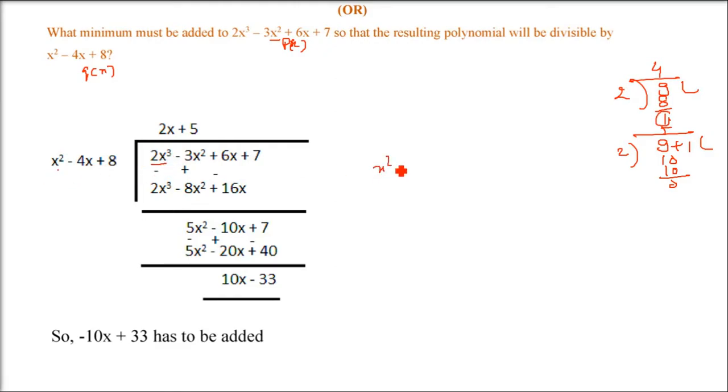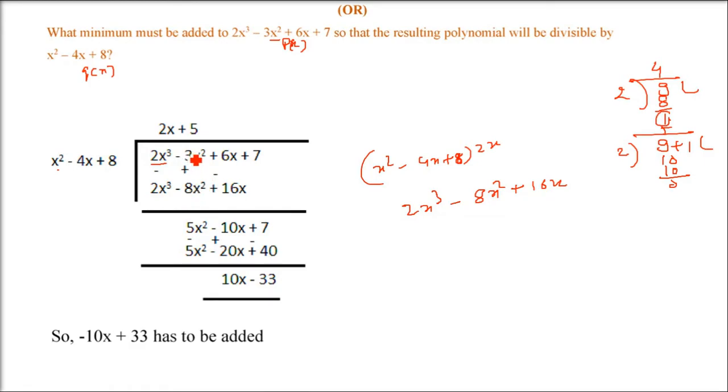If you need 2x cube, x square minus 4x plus 8 is there, so you can multiply it with 2x. When you multiply it with 2x, what do you get? 2x cube minus 4 2s are 8x square, minus 8x square. And then you have 16x. So you put it here. Now subtract these two. And what do you get?